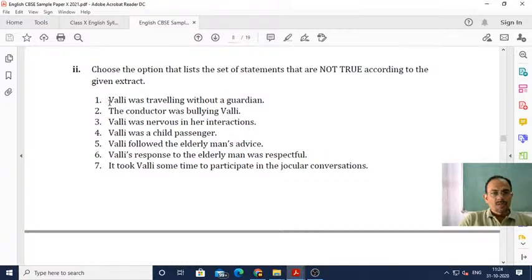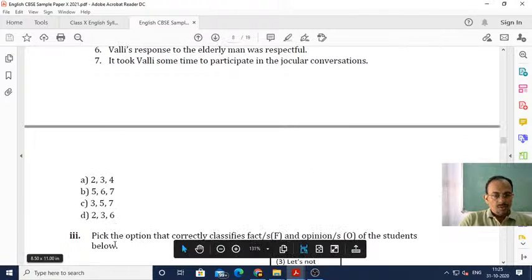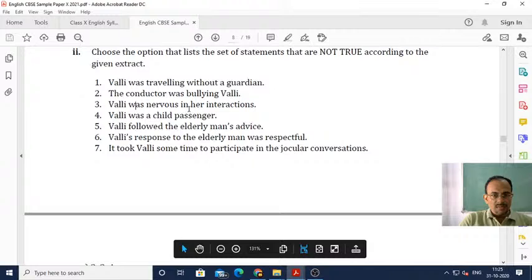Say for example, Vali was traveling without a guardian, it is correct. So it is correct, so no need to write this or select this. The conductor was bullying Vali, no, it is wrong. So this one you have to pick up. Vali was nervous in her interactions, no, she was not nervous, so you just leave it. Vali was a child passenger, yes, correct. So 2 4, so here you can say 2 3 4.